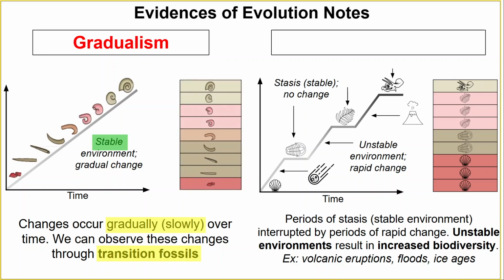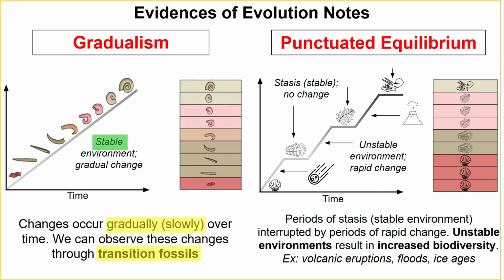We can observe these changes through these things called transition fossils. The transition fossils show us the steps. So think about the whales, think about the example with the dragonfly. We see the steps slowly changing. That's gradualism. Now, our other type of evolution was punctuated equilibrium.